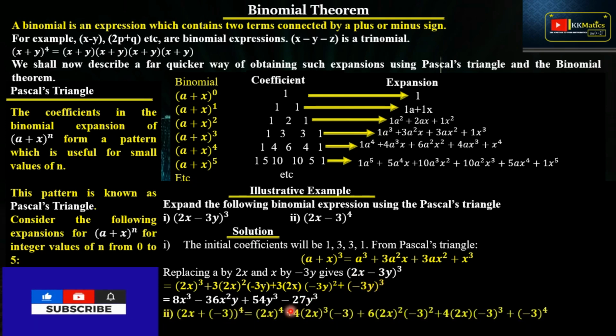We do the same for the second expression. That's 2x plus minus 3 all raised to the power 4. With our expression, we have this, so we can then say it is 16x raised to the power 4 minus 96x raised to the power 3 plus 216x raised to the power 2 minus 216x plus 81.